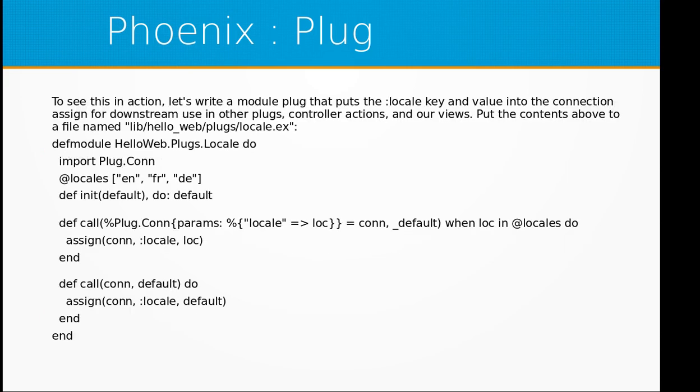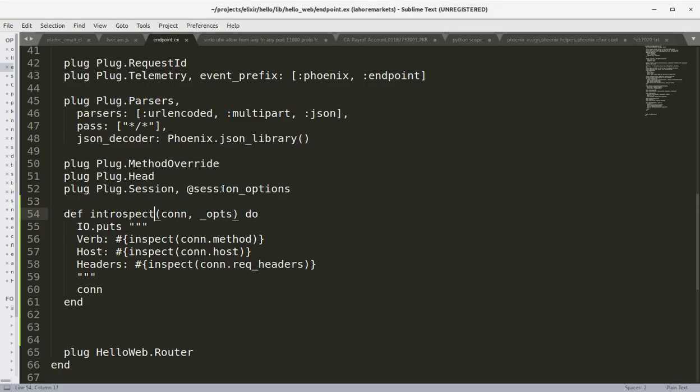To see this in action, let's write a module plug that puts the locale key and value into the connection assigns for downstream use in other plugs. Put the contents above into a file which lives in hello_web/plugs/locale.ex. So let's go and open that file.